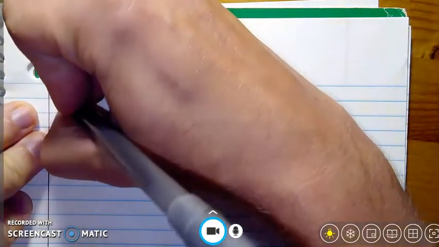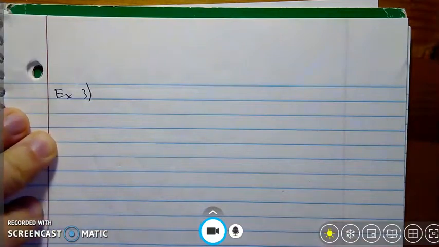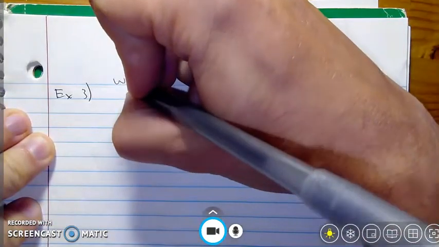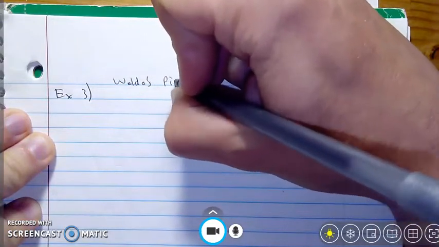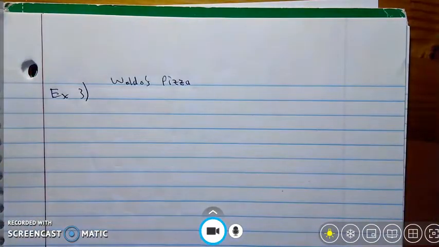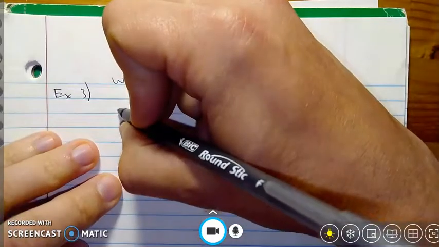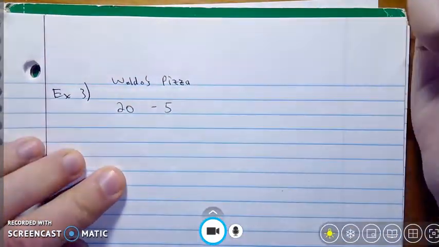This time we're going to do subtraction. So let's call this example 3. And I'm going to talk about Waldo's Pizza. I think Waldo's is pretty decent. I've never ordered a full, well, I guess I have ordered a full pizza there, but I'm more so talking about the slices when you walk in. Those are pretty good. Let's say we got a problem 20 minus 5.